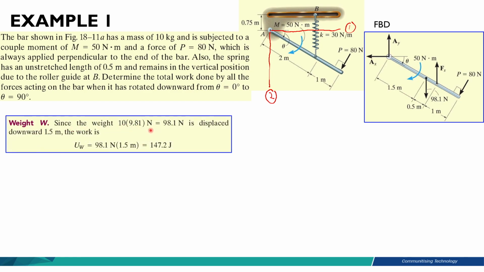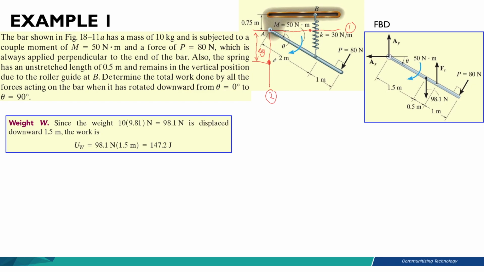Since the weight is 98.1 Newton and is displaced downward 1.5 meters. So basically the center of gravity is over here initially. This is point G, and this is the final position of the center of gravity. So to calculate the displacement, this will be delta y. This is the value of delta y.